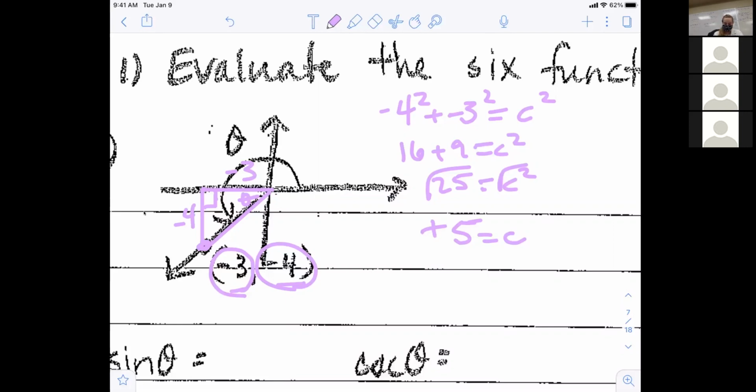The hypotenuse is positive. Now, if I was finding one of the other lengths, we would have to think our way through it and be like, depending on what quadrant we are in, should it be positive or negative? But if we're finding the hypotenuse, always positive. So I'm going to label that 5.